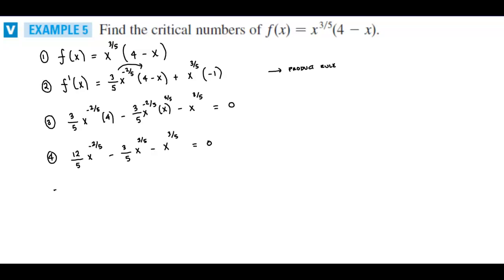Okay. And so now we need to add these two fractions here. So we have 12/5 x to the negative 2/5. And so since this is 1, this becomes 5 over 5. And so therefore, when we combine those fractions, we get negative 8 over 5 x to the 3/5, which is equal to 0.